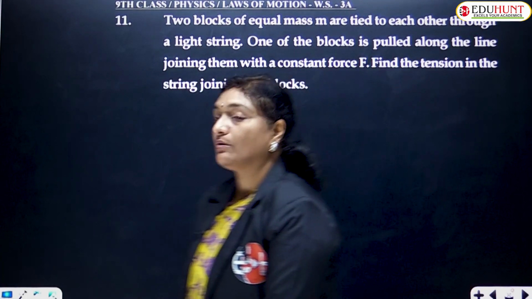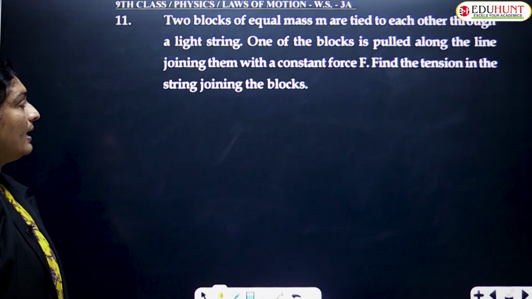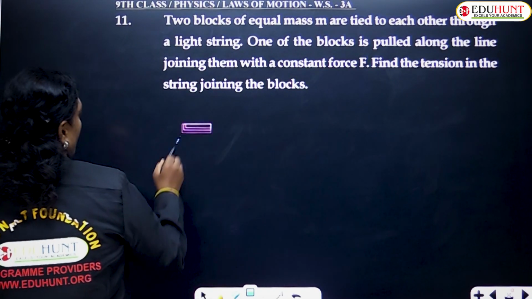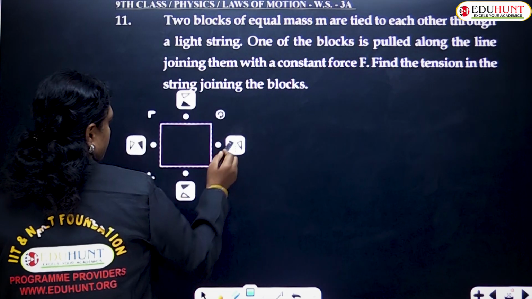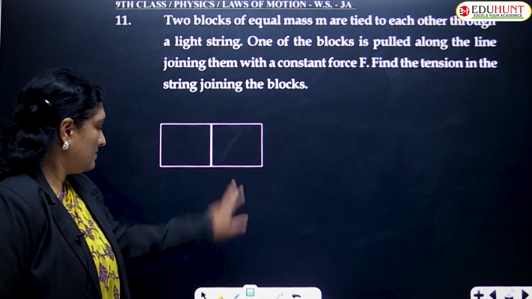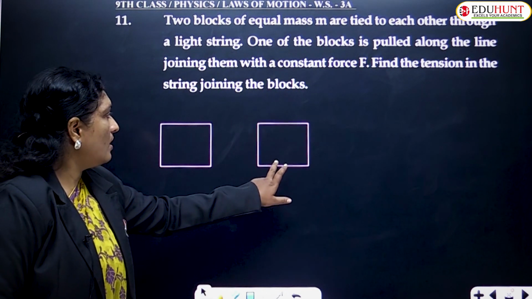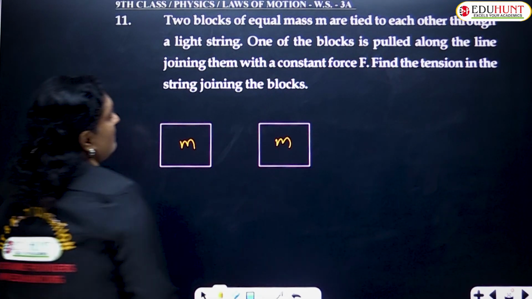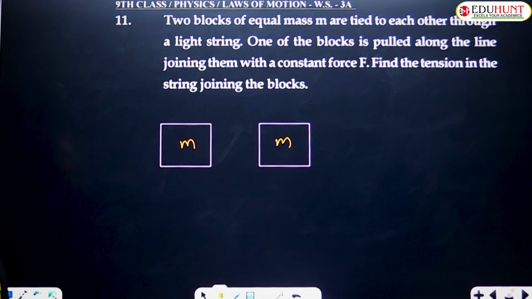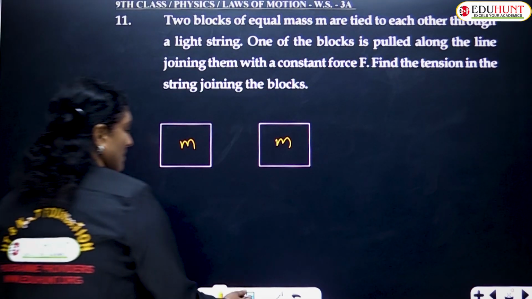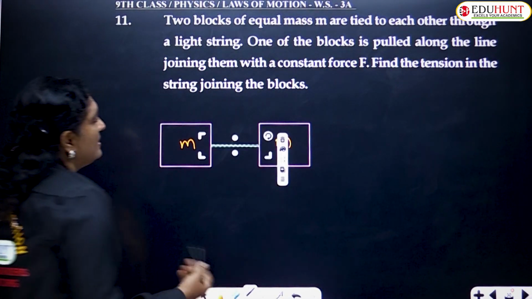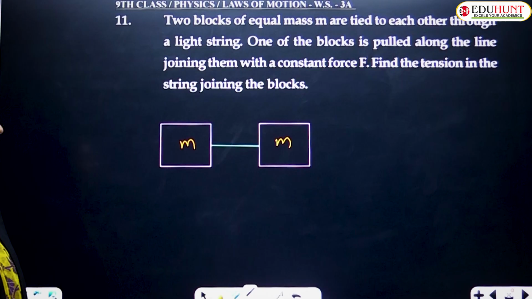Two blocks of equal mass M are tied to each other through a light string. Let us picturize the same. So two blocks are given, block 1 and another block, two blocks of the same mass. This is M, and here also it was given as M. Two blocks of equal masses M are tied to each other, something like this, with the help of a light string. Is all okay?